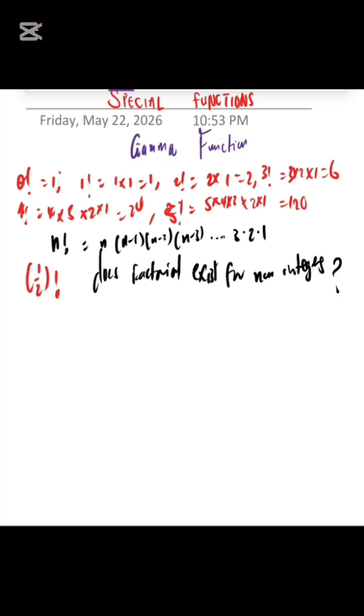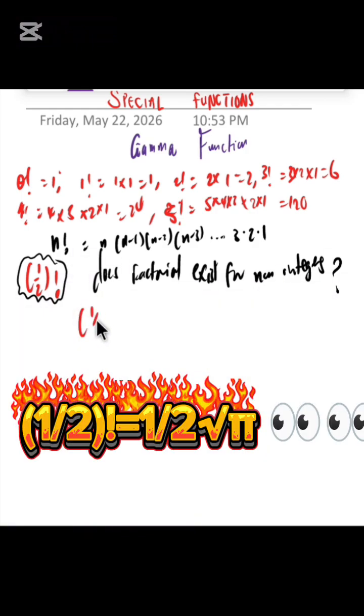And the answer to this beautiful question is also beautiful. It involves one of the most beautiful integrals in mathematics, very unique and beautiful. So 1 over 2 factorial will result in square root of pi over 2. A very unique, beautiful, and famous result in mathematics.